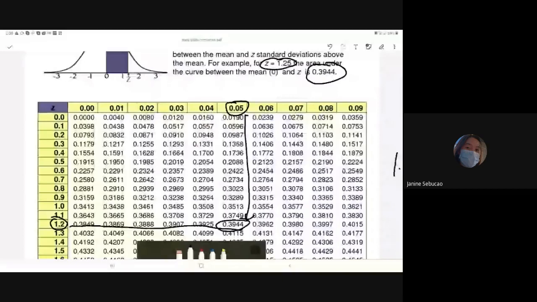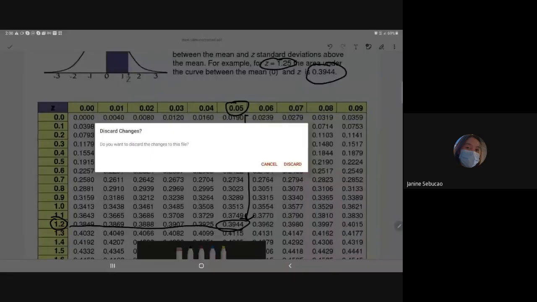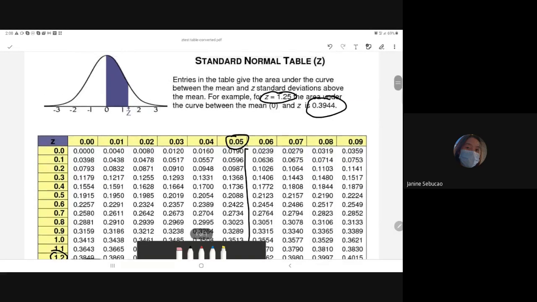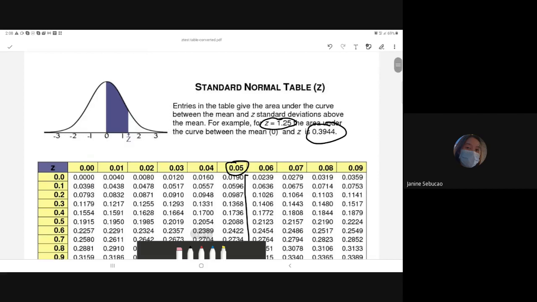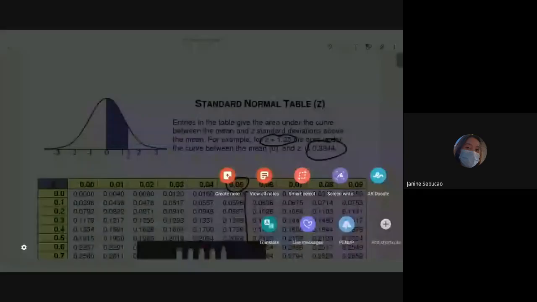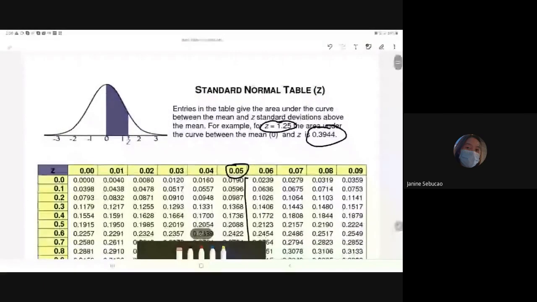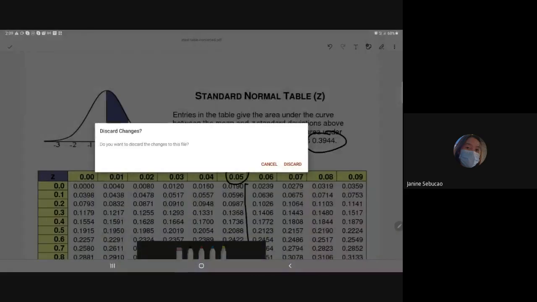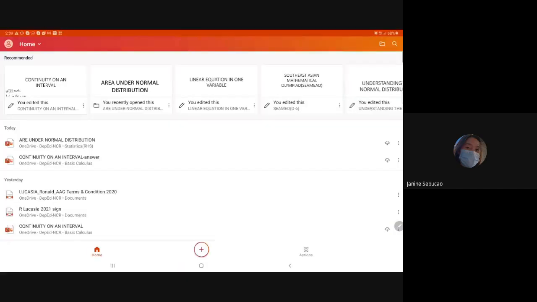Now we are pertaining here, since 1.25 is somewhere here. 1.25 is somewhere here. Okay? So it just passes 1. So that area is 39.44%. So going back to our problem, this card.